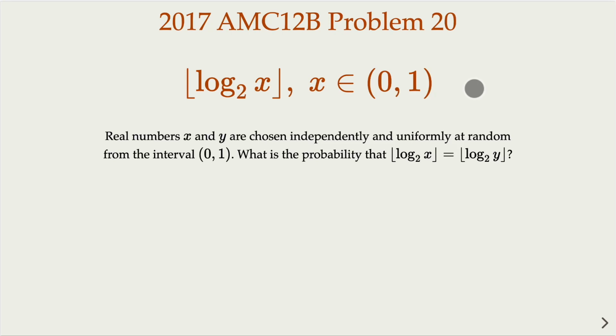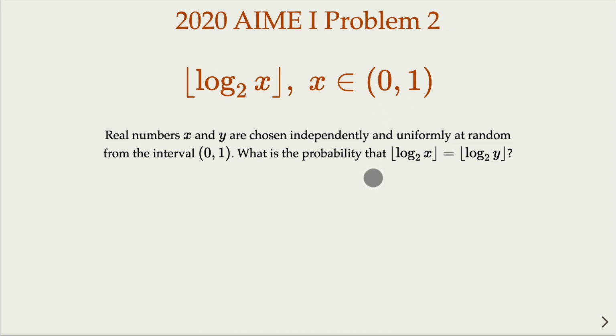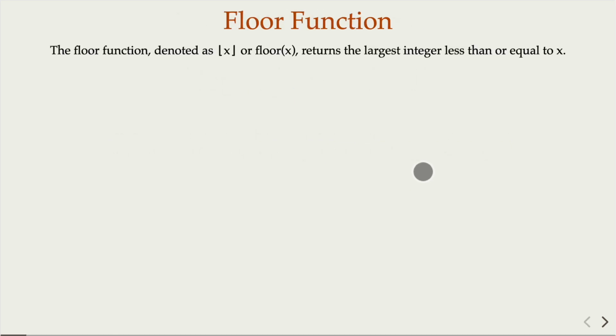We look at a problem from 2017 AMC12B. It is about logarithm with floor function. Here, we try to pick two numbers x and y randomly, independently from the open interval (0, 1). What is the probability that these two numbers x and y have the same value for the floor function of log base 2? Of course, it's good to review the floor function.